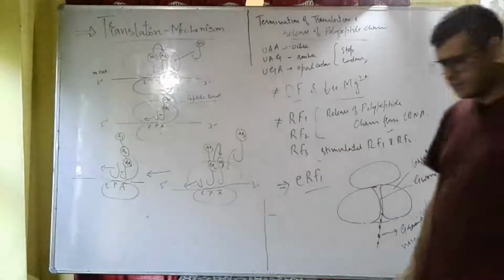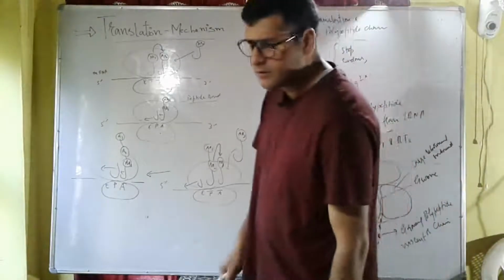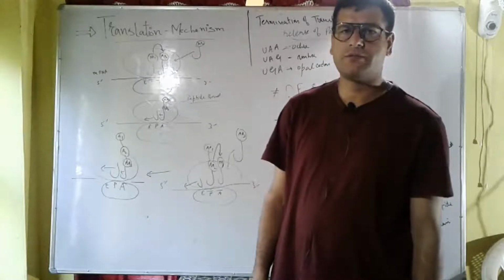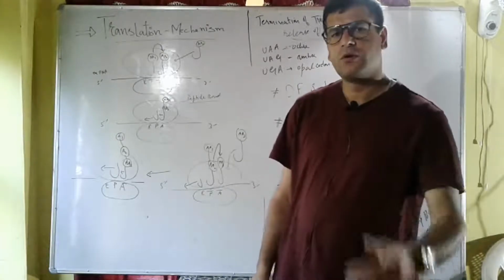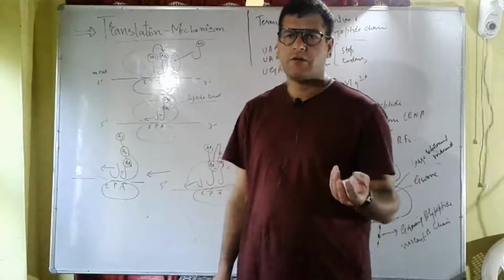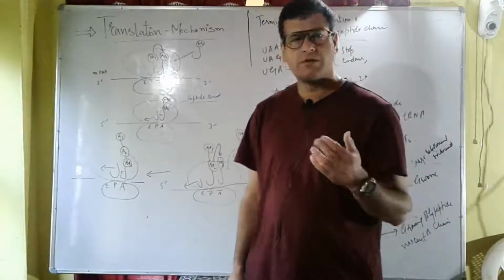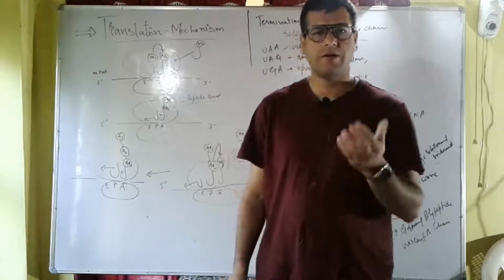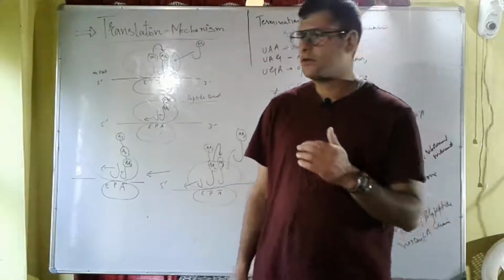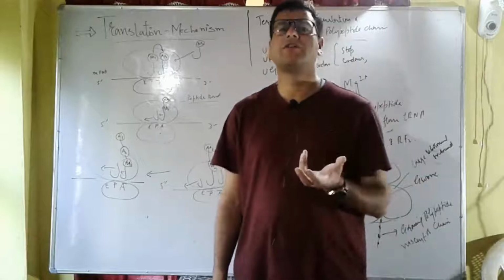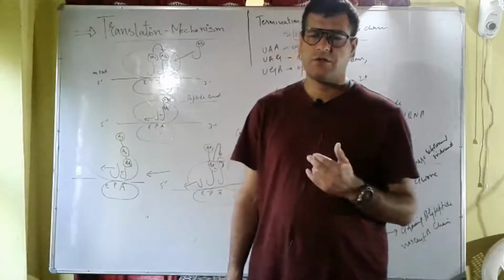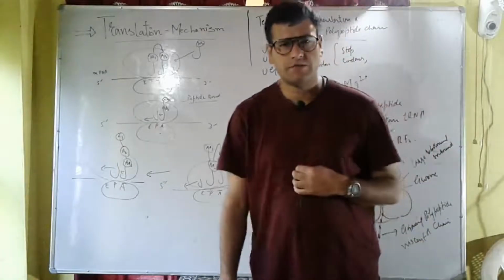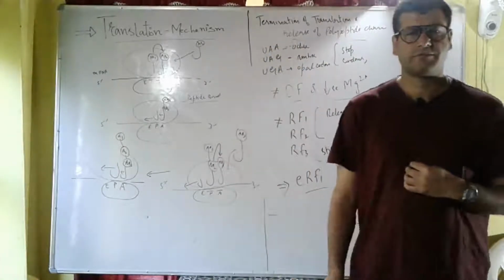So in this way, this ends the termination of translation. Remember that translation takes place in steps: activation of amino acids, charging of tRNA, then initiation of translation, elongation of polypeptide chain, and termination of translation. So these are the important steps involved in the translation mechanism. Hope you have understood. Thanks.